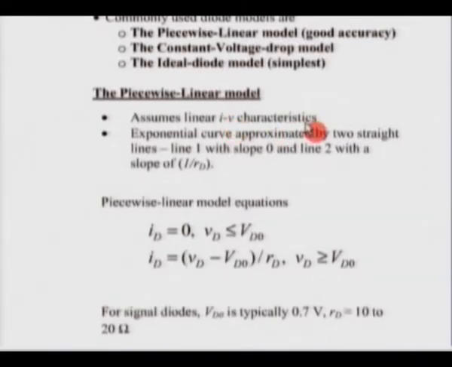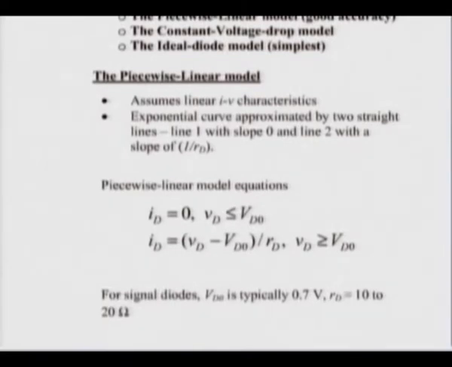We know that the IV characteristic is exponential, but here you would make an approximation. You assume it to be linear, and you would see that if you choose a proper value for the resistance, the approximation is fairly accurate. So you can think of the exponential curve as approximated by two straight lines, one before the threshold point with a slope of 0, and the second line with a slope of 1 by Rd, where Rd would be the diode forward resistance.